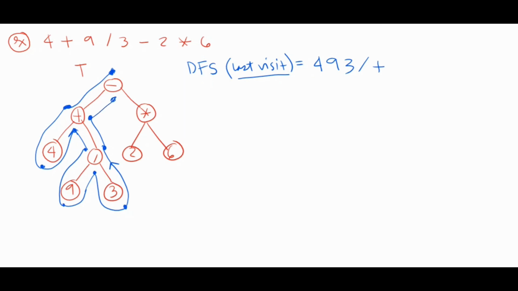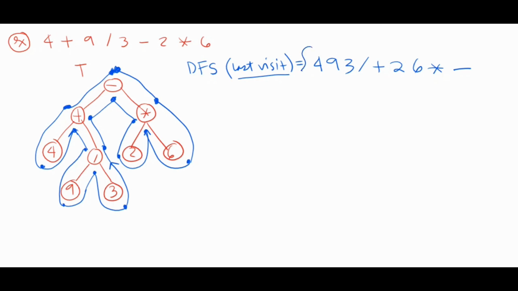And we go up, this is our second visit, it's not the last visit, so we don't add it into the list. First visit, first and last visit, so we add 2 into the list. And we backtrack, we go up, second visit for multiplication, first and last visit for 6, so we add it into the list. And we go up, this is our last visit to multiplication, so we add it into the list. And we go up, finally reach back to the root, and this is our last visit for the root, so we add it into the list. And we are done with our depth first search traversal algorithm.